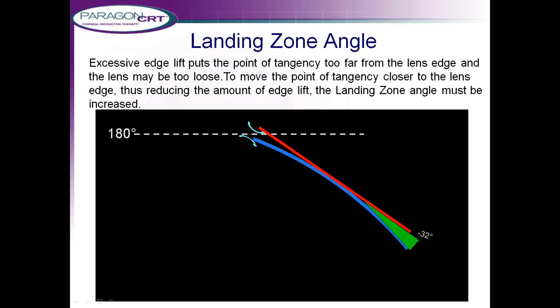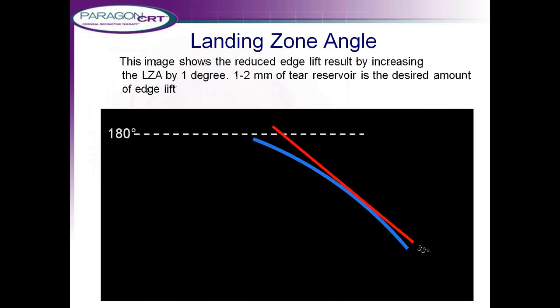Excessive edge lift puts the point of tangency too far from the lens edge and the lens may be too loose. To move the point of tangency closer to the lens edge, thus reducing the amount of edge lift, the landing zone angle must be increased. This image shows the reduced edge lift result by increasing the landing zone angle by 1 degree. 1 to 2 millimeters of tear reservoir is the desired amount of edge lift.